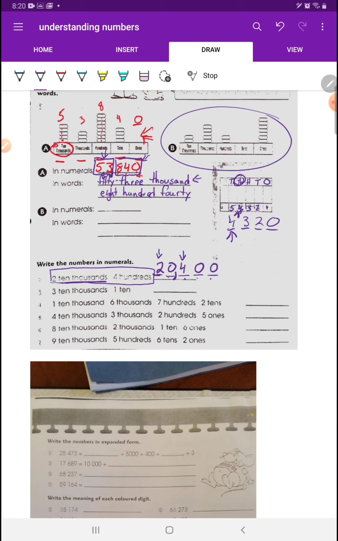1, 2, 3, comma. Not starting here. That's wrong. We start from this end. 1, 2, 3, comma. And our number is 20,000. You don't have to write this down, but I'm writing it down so you understand. 20,400. See that? See how simple that is? 400. So simple. Okay? You can do the rest of these on your own.